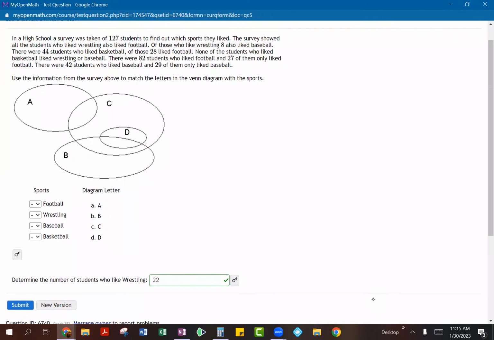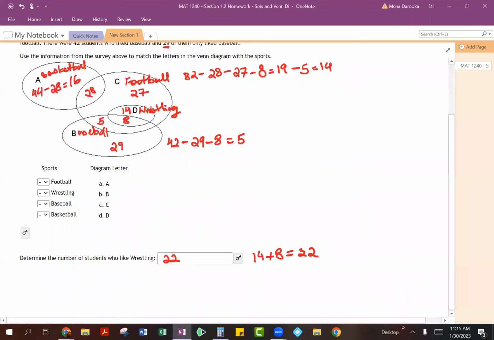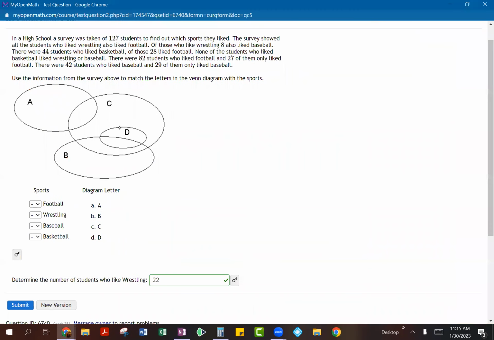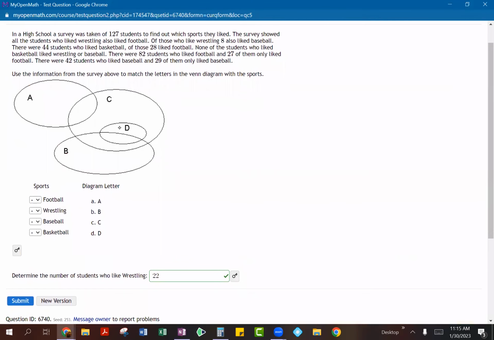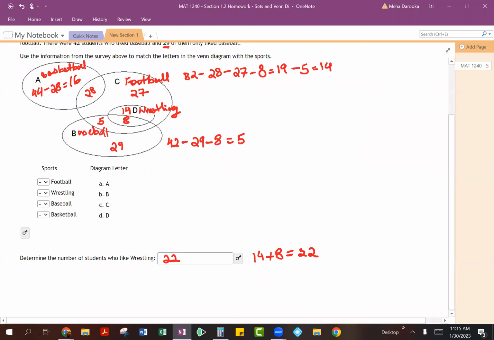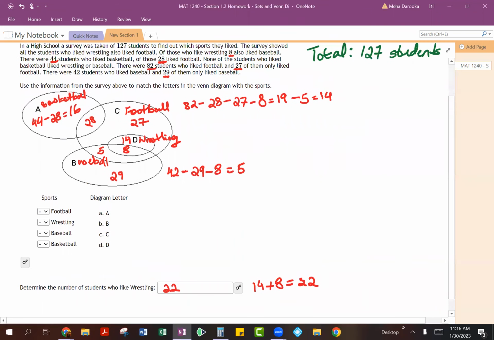Now, of course, you can select your letters over here based on how we defined A, B, C, and D for each of the sports. So just select those over here and you are good to go. But I just wanted to show you how you would need to do your math so you can come up with the number of students who like wrestling. And if they change that from wrestling to baseball, football, baseball, just add up the numbers that are in the circle for that sport and you will get your total.